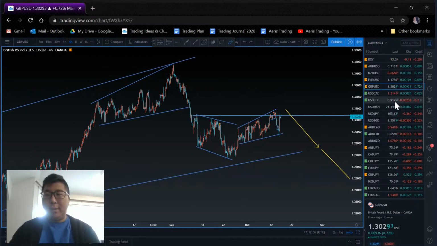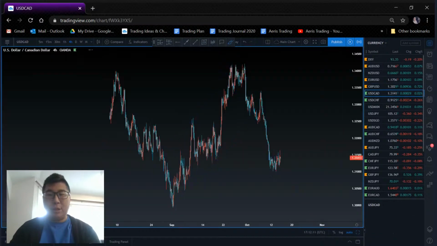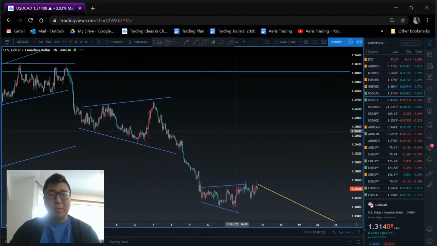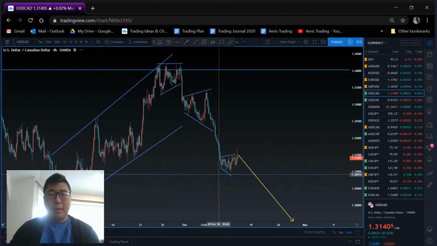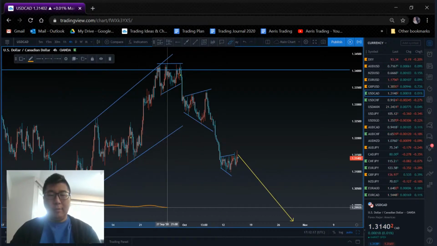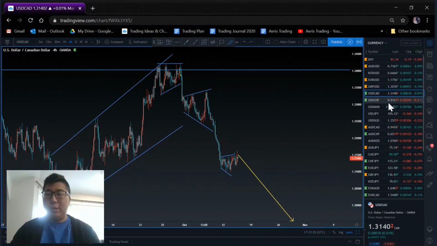So that is pound dollar. That is all the dollar pairs I'm looking at. Not much else on the other ones. I was talking about dollar CAD, but because I couldn't get enough risk reward to the lows, it's not too interesting.